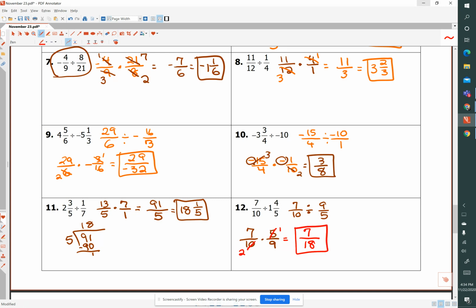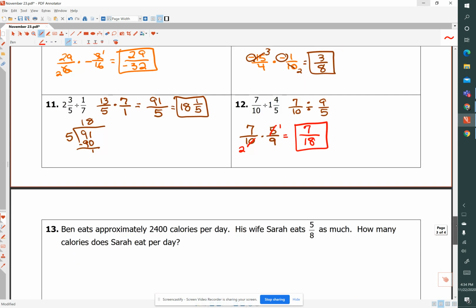So now what we're going to do is some word problems. So let's get ready for those. With word problems, students, you really want to read the problem carefully. And the trick is to know what operation you need to do. Now, all of these are multiplication and division.